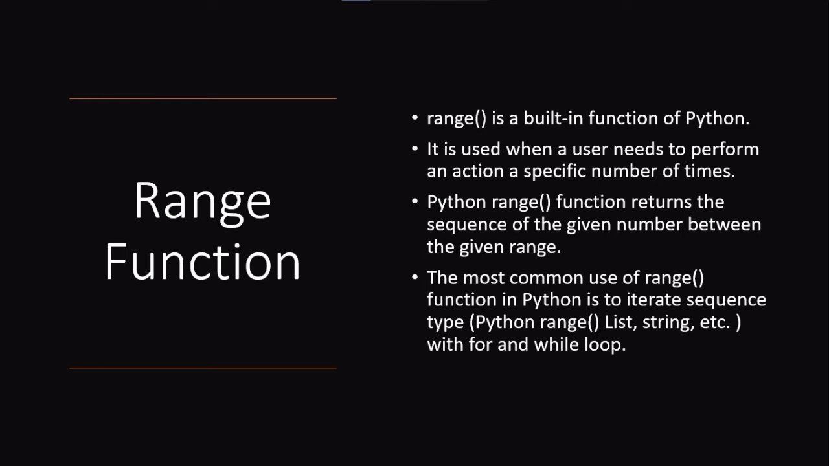Range function is used to generate a sequence of the given number between the given range. For example, if I provide my range from 0 to 9, then it will generate 9 numbers starting from 0 and ending at 8. Range function is mostly used to iterate over a sequence and also with while or for loop. Range function is very efficient and easy to understand.